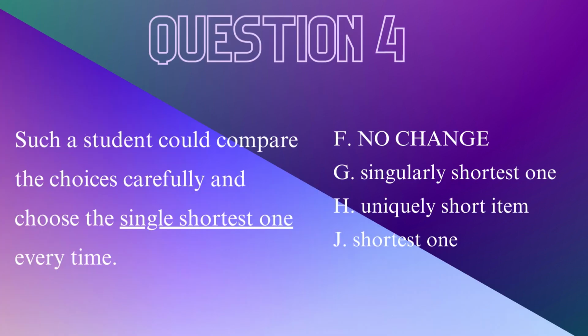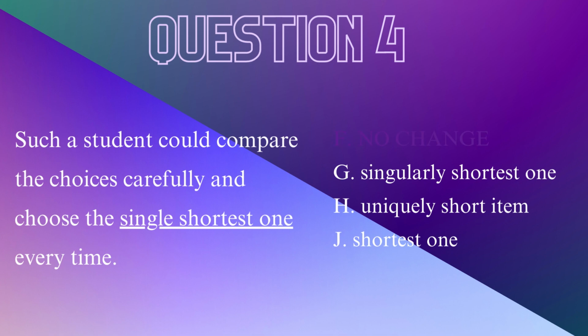What is the best and most simple way to say this sentence? Question 4. Such a student could compare the choices carefully and choose the single shortest one every time. F, no change. G, singularly shortest one. H, uniquely short item. Or J, shortest one. Choice F, no change. Single shortest one.